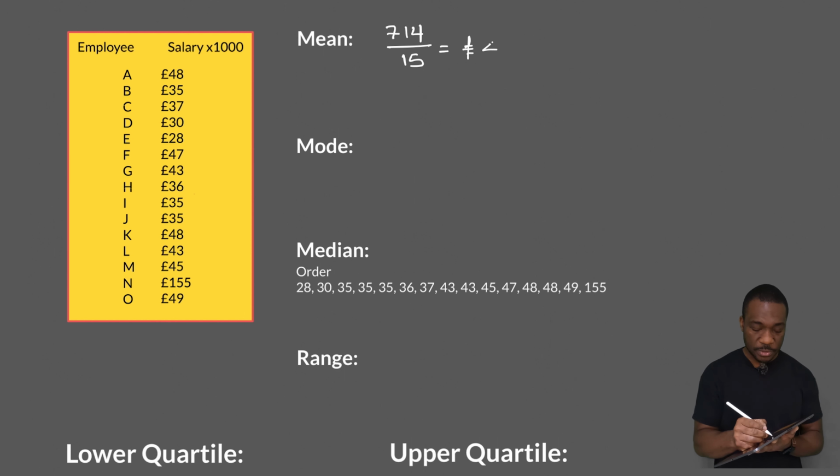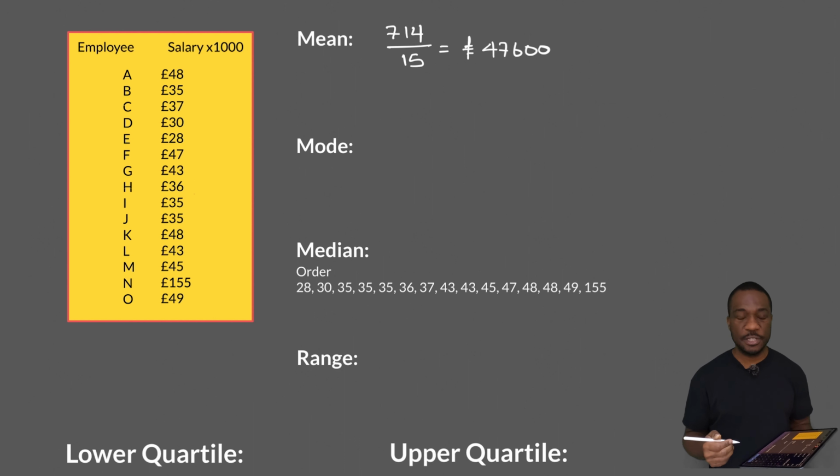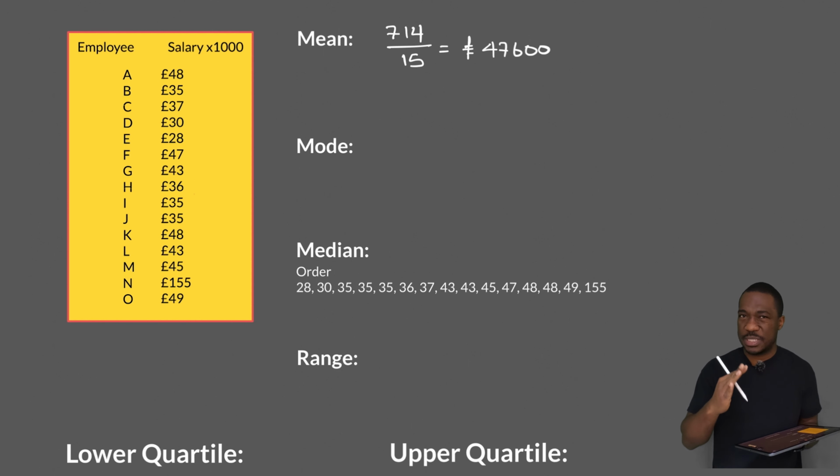and it turns out to be around 47,600. That's about there. Now, I want you to have a look at this data and see for yourself. Do you believe that the average salary in this company is about 47.6 thousand? Let's round it to 48,000. Do you believe so? Let's have a look.